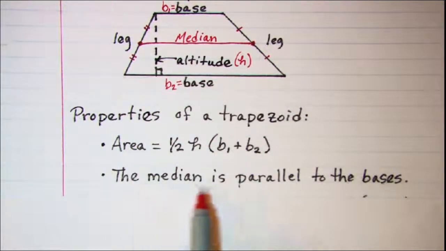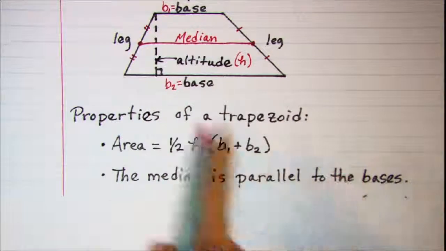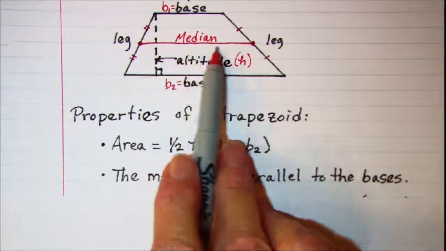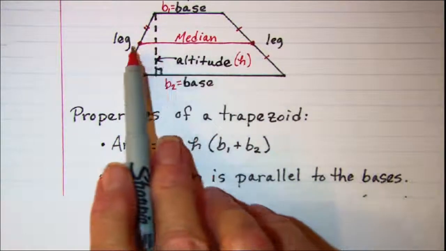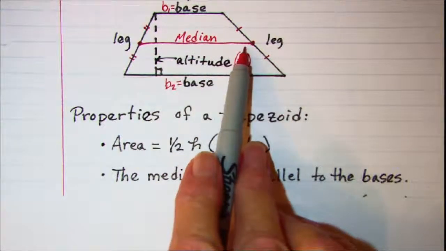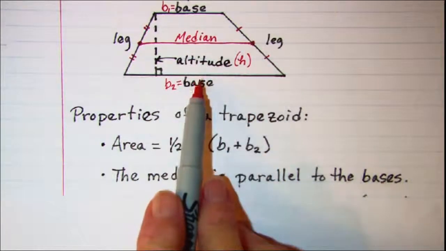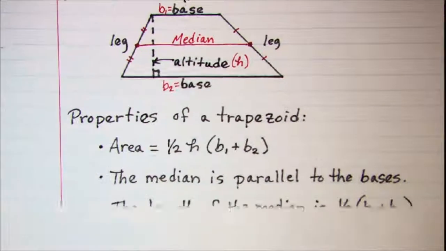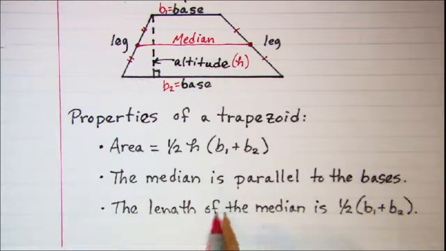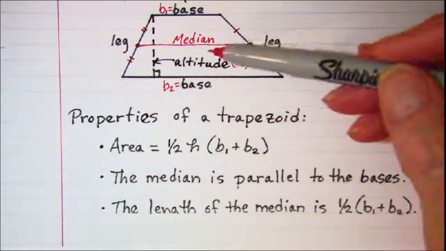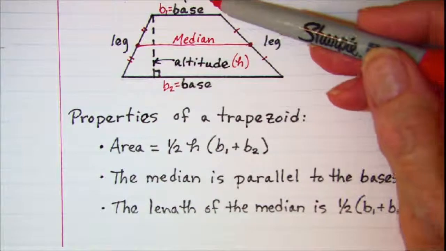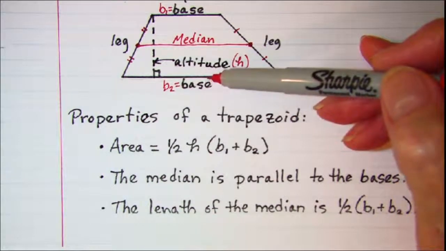Also, the median is parallel to the bases. So this line segment connecting the two midpoints of the legs, that line is parallel to this top base and this bottom base. And the length of the median is the average of the two bases. So if we wanted to find the length of the median, we would add the bases and then divide by 2.